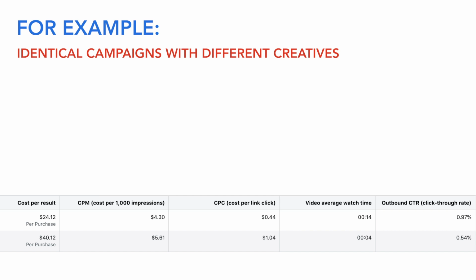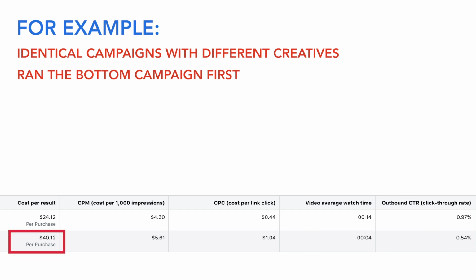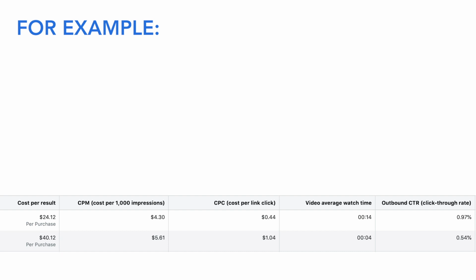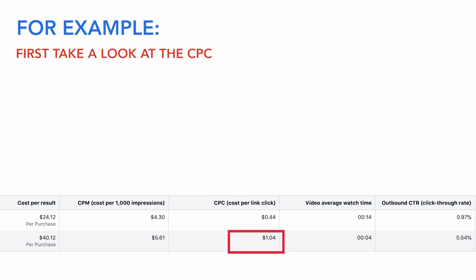The first campaign I ran for this store was the one on the bottom. If you take a look at the metrics after 2 days, the campaign was averaging $40 per purchase. The target CPP for this product was $30, so I had to troubleshoot this campaign. The first thing I did was take a look at the CPC, $1.04, which was way too expensive. Now you don't want to be going for the cheapest clicks, but $1.04 was way too expensive for this product.